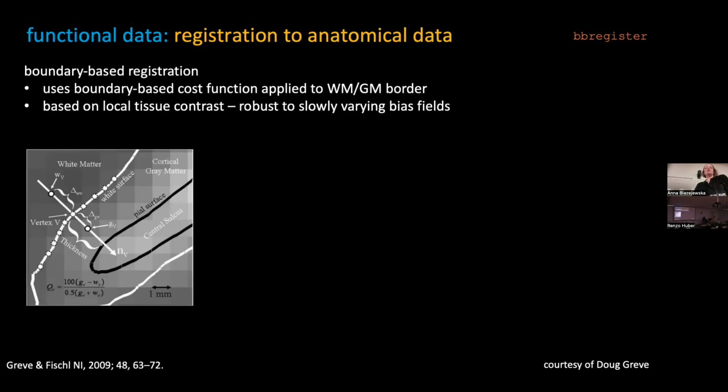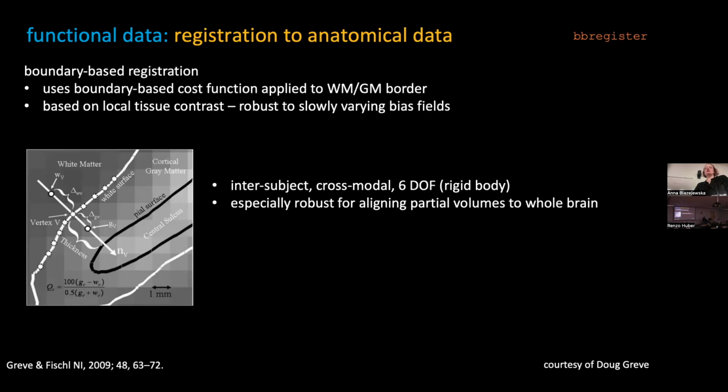What we like about it is that it's based on local tissue contrast, and that makes it robust to slowly varying biases, so that's important to us. In general, it's inter-subject, but cross-modal registration, and as we also have seen, it's very robust for aligning partial volumes to the whole brain. Again, I have a very difficult task because everything interesting has been said already, but I think it's been said that once we push for high resolution, these volumes will likely become smaller and trickier to register. So in general, it's great for laminar fMRI studies.